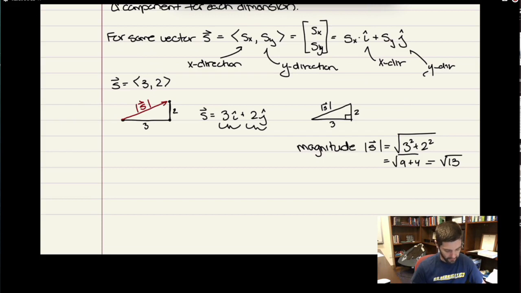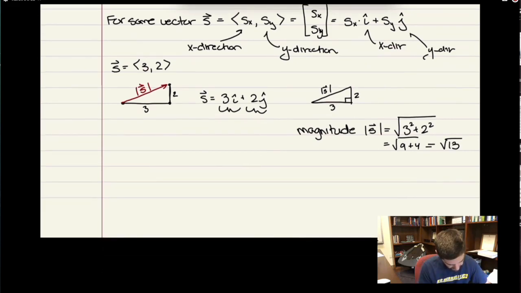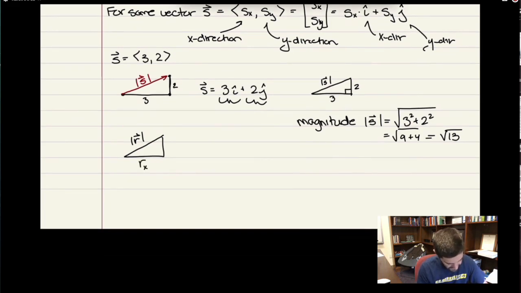And notice what we did here. We got the magnitude of the vector by looking at the individual components and composing it as a right triangle. So if I were to write this down as a general formula, I might have some triangle here. Here's the length of some vector r. Here's the x component, and here's the y component. In that case, I can say the magnitude of a vector is nothing more than the square root of the x component squared plus the y component squared.